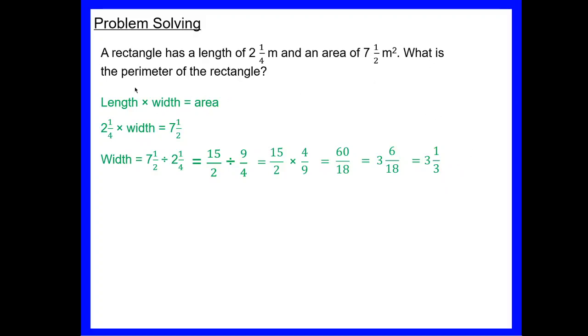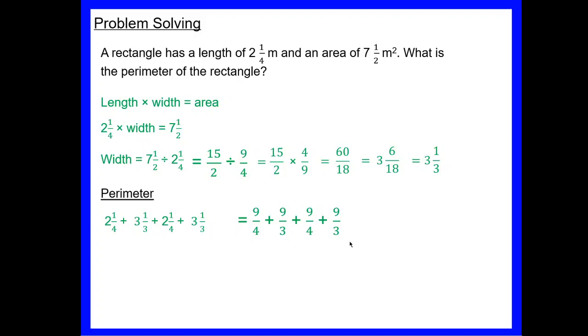Now our question asked us what's the perimeter. So remember, the perimeter is the length plus the width plus the length plus the width. It's all the way around the outside, and there are 4 sides. So our perimeter was our 2 1/4, which is our length, plus our width, plus a length, plus a width. So let's change all of these into top-heavy fractions, the improper fractions first. So 2 1/4 becomes 9/4, 3 1/3 becomes 9/3, then the same again.